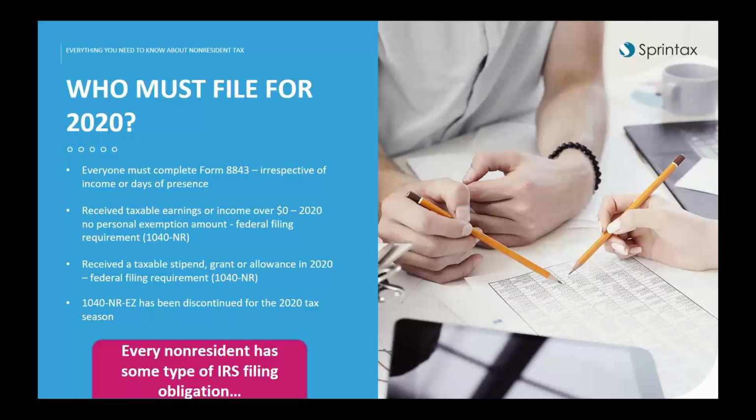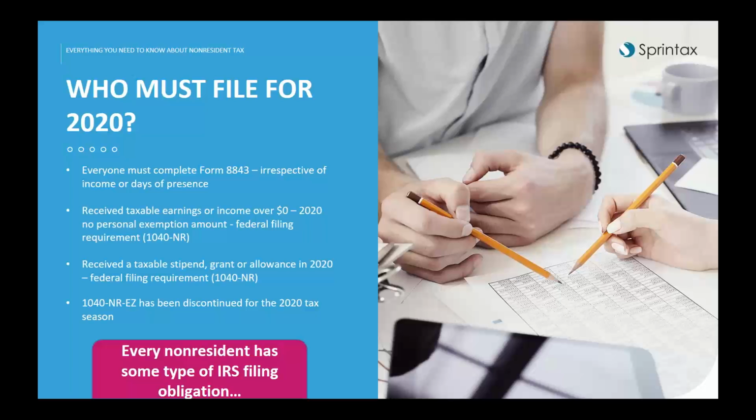But a really important topic that we need to look at is who needs to file for the 2020 tax filing season. And an important thing to mention here is that everyone needs to do something, and every non-resident has some type of IRS tax filing obligation. At the minimum, it is Form 8843, and this needs to be completed even if you haven't earned any income during the tax year. So I'll look at that in more detail in the next slide.